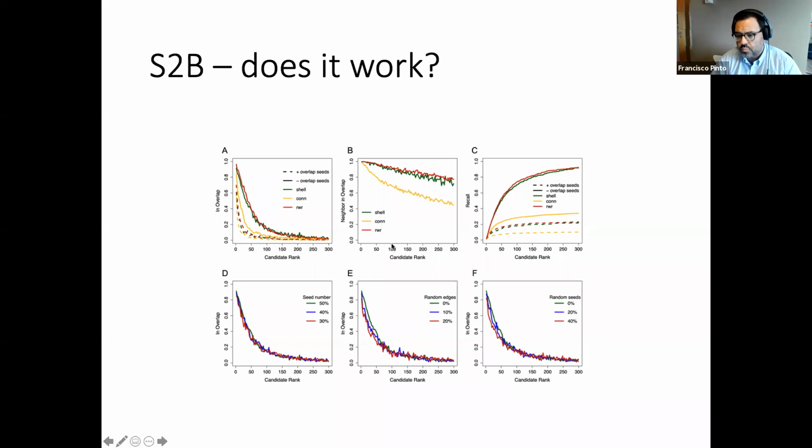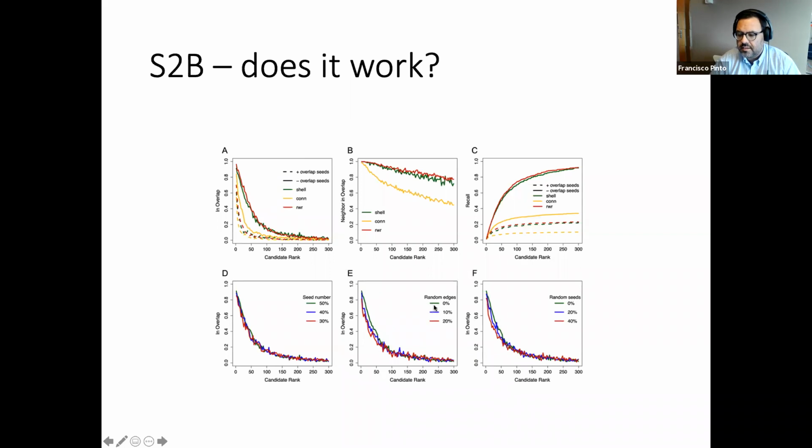robust to perturbations in the input information, either the number of seeds. So these values were using only 50% of the genes associated with the disease module, as a sampling from the total disease module, only 50% of the members, and using them as input to the method, or using a smaller amount of seeds as inputs, and you get similar performance in terms of precision.